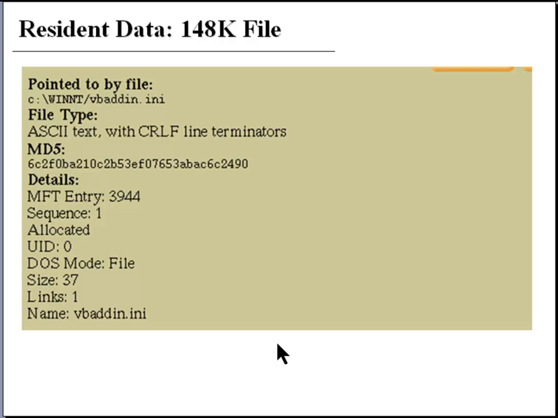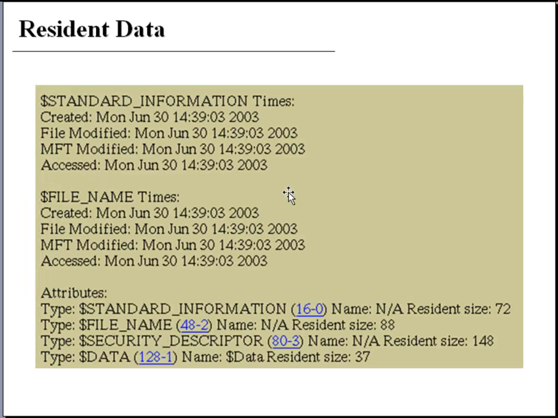Okay, and this is one of the tools that we'll use to look at Linux later on, and this is an early version of Autopsy. So what this is actually doing is showing some information about a file on an NTFS volume. It shows the MD5 hash, the file type. Details is the master file table entry record, which is 3944. And over here is going to be the run list.